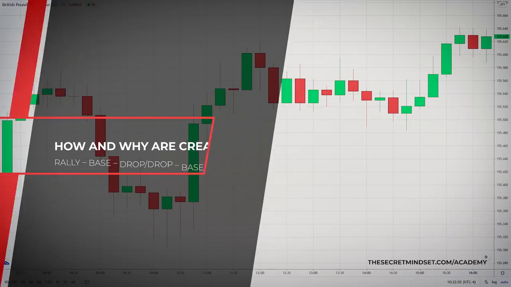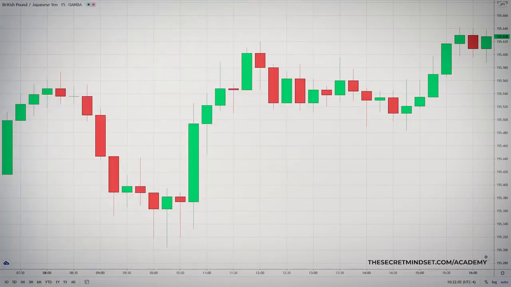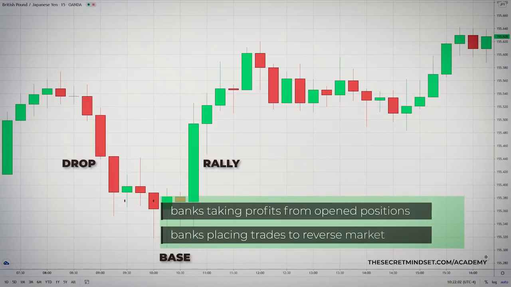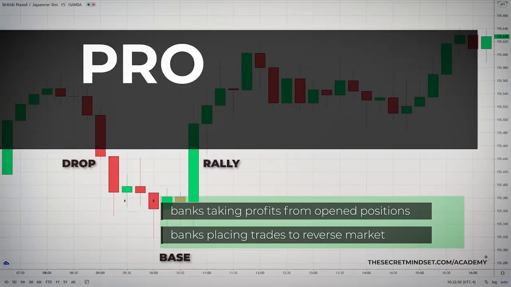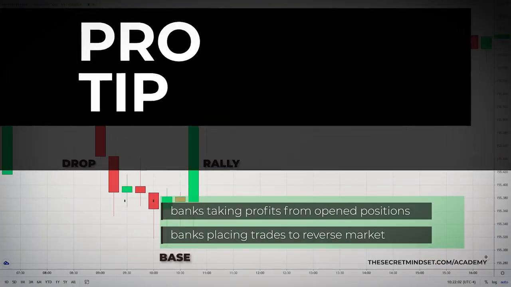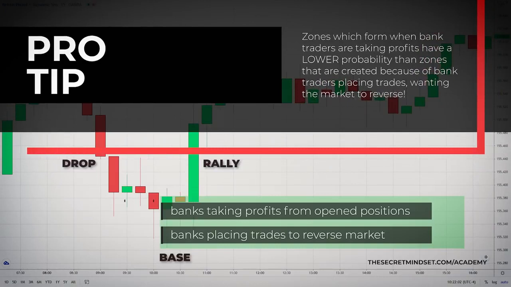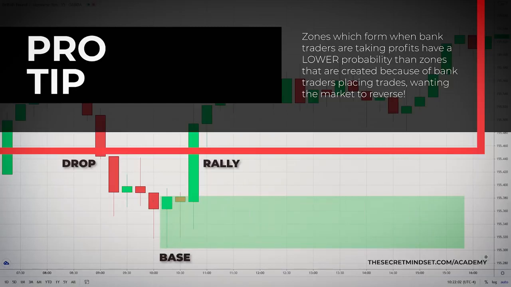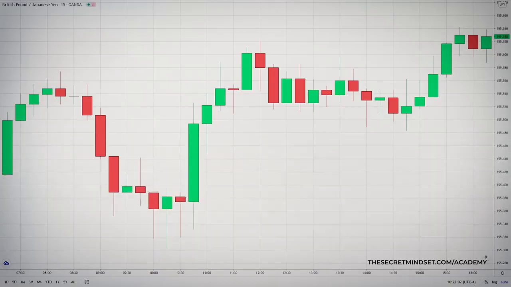The drop base rally and the rally base drop zones are created by bank traders either placing trades to make the market reverse or by taking profits on their existing trading positions. Very important: the rally base drop or the drop base rally zones, which form when bank traders are taking profits, have a lower probability of resulting in successful trades than zones that are created because of bank traders placing trades, wanting the market to reverse. To understand why, we must analyze and try to find the intentions of bank traders when they are placing trades.